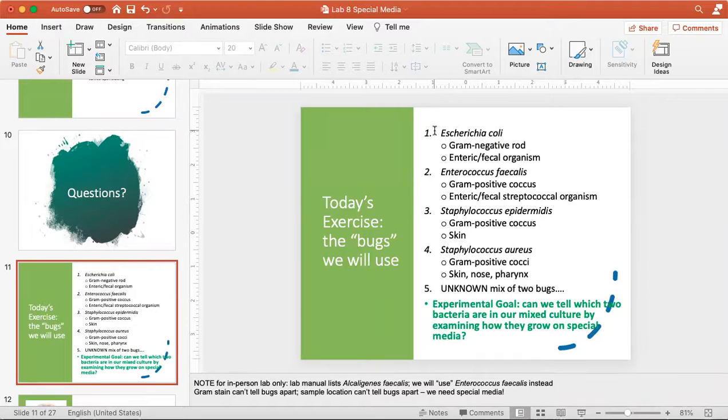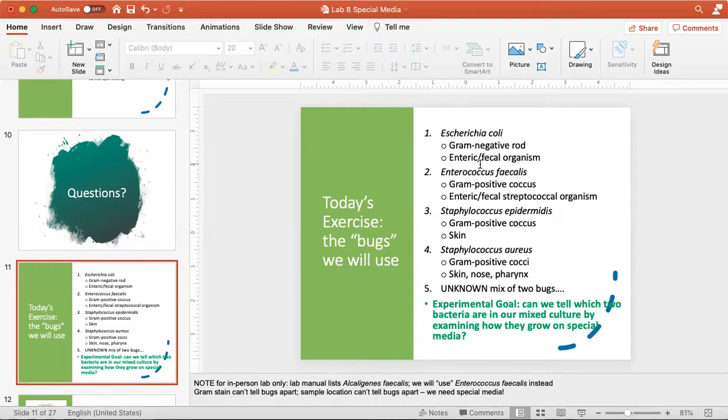The first organism we're going to be using in our experiment is our old friend E. coli. Remember that E in E. coli, it stands for something. The genus is Escherichia coli. Almost everybody calls it E. coli. Escherichia is a miserable word to spell. E. coli is a gram-negative rod.